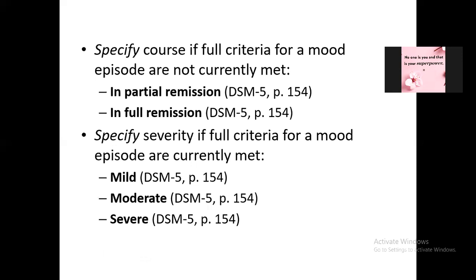So if the full criteria are not met, either in case of bipolar 1 or in case of bipolar 2, you have to write it down. So it's partial remission or it's full remission, you have to carry it like that. In case the severity specifier is completely met, all right, in case of any of the mood episodes, then you have to write the severity as per the graph of the DSM-5.